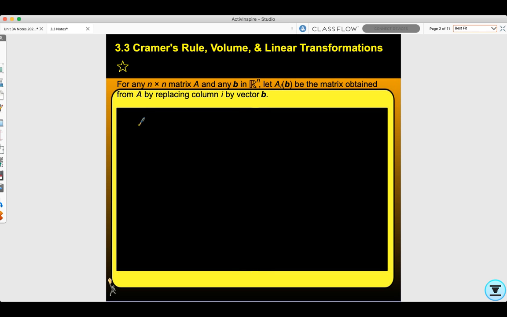3.3 Cramer's rule, volume, and linear transformations. For any n by n matrix A and for any vector b in Rn, let A_i(b) be the matrix obtained from A by replacing column i with vector b. So you have A_i(b), which would be a1 all the way to b, then an.